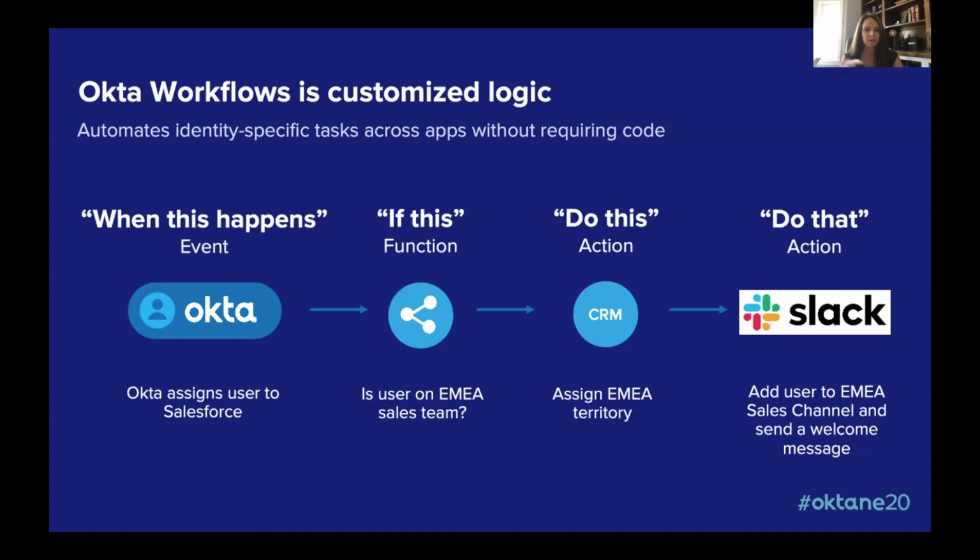And so in the slide here, you can see when a particular event happens, then if this is true, then do that. So we could say, for instance, if Okta assigns a user to Salesforce, the application, then we can check and see, is the user on the EMEA sales team? And if so, then we want to assign them a territory in Salesforce, as well as add that user to a specific Slack channel that represents that EMEA sales group. Okay, so we can do very customized things that are going to be different for every single one of our customers using this customized logic.